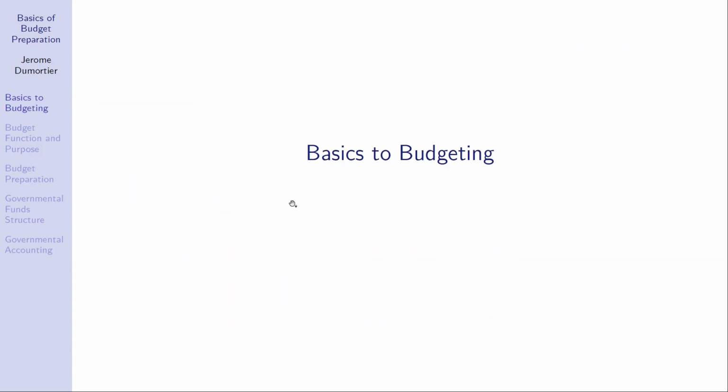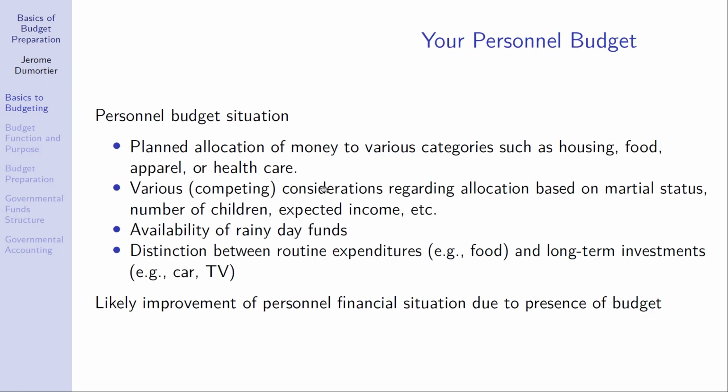Now let us talk about the basics of budgeting. So first, let us start with your personal budget. Think about your personal situation and then you decide to actually put a budget together. Basically, what that budget would do is it would be a planned allocation of your revenue or of your income, your wage, to various categories such as housing, food, apparel, or healthcare. You would have various competing considerations regarding the allocation of funds, depending on your marital status, the number of children, or even the expected income that you have.